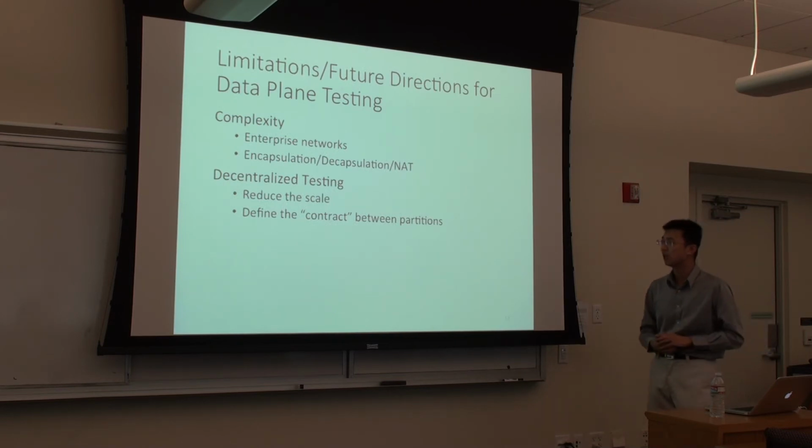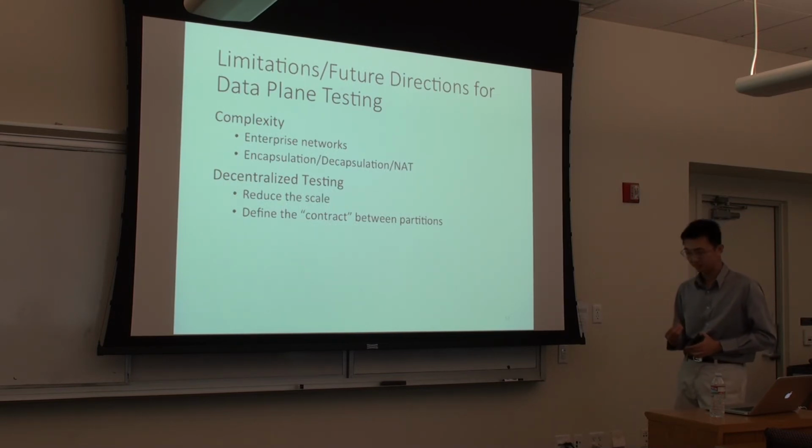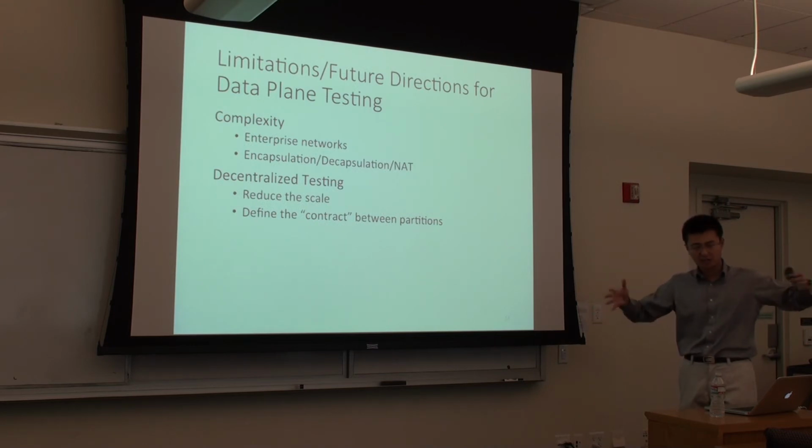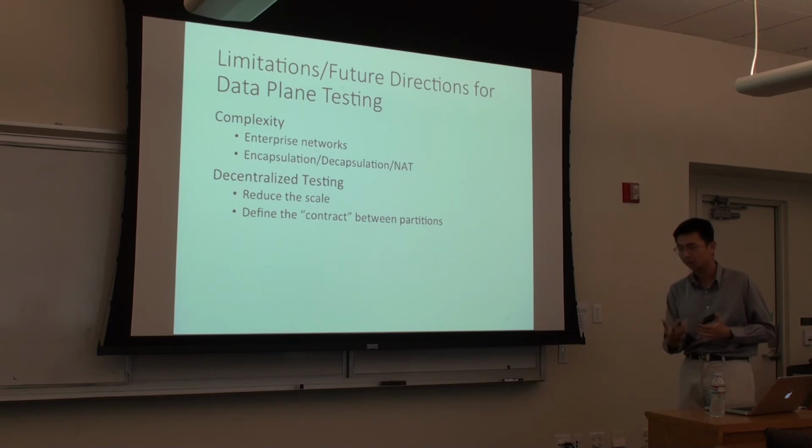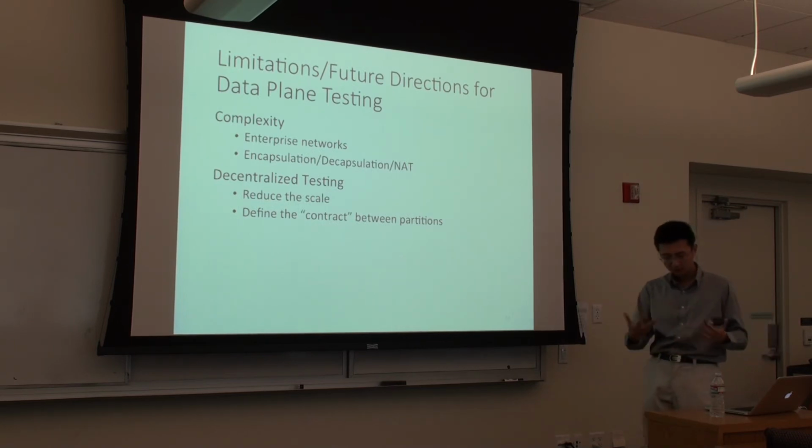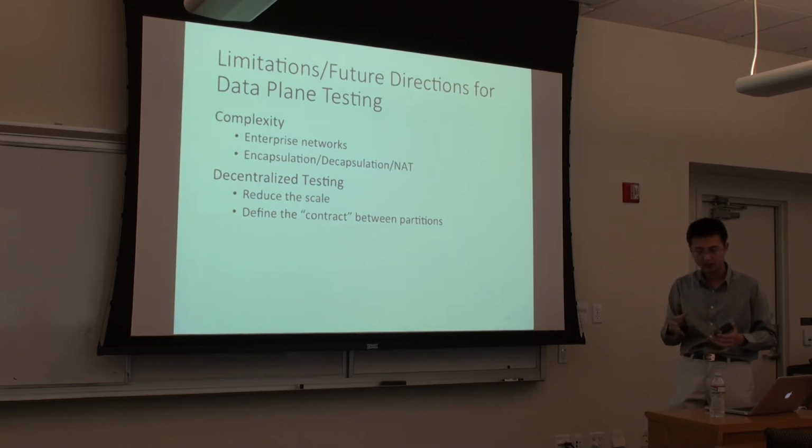The second direction is what I call decentralized testing. So assume you have a very large network and it's hard to verify. Then you can divide these networks into smaller partitions, and you can verify these smaller partitions easily because of the scale. After you verify this intra-partition correctness, you may want to verify the correctness between the partitions. But that will require a clear definition of the correct behavior between the partitions, or the contract between the partitions. Which behavior is correct, which behavior is not.